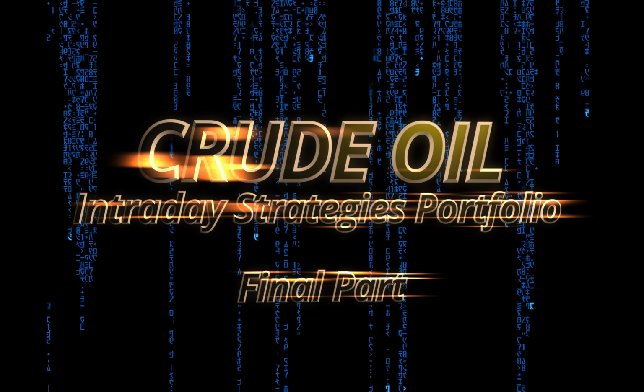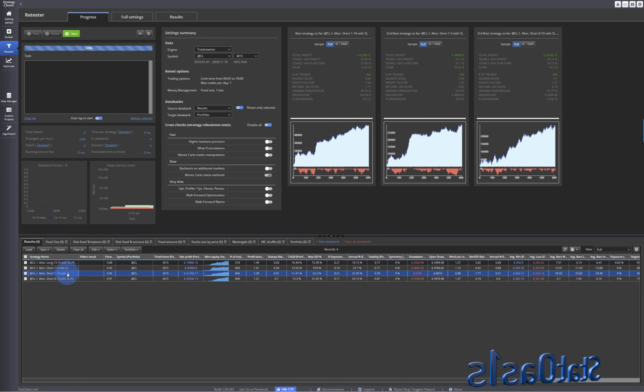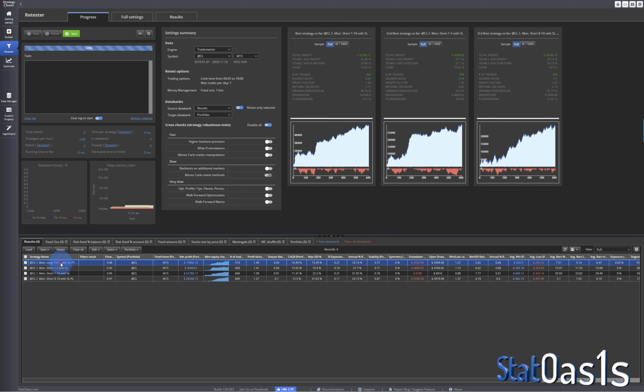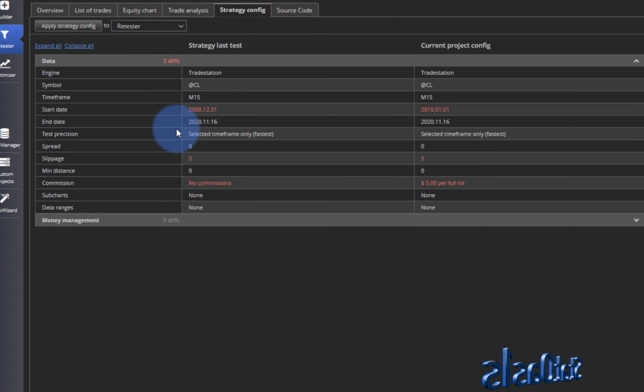So now I have 4 strategies on Monday with a stop loss and profit target, and some of them just with a stop loss and with mixed timing. So this is 1 to 5, this is 1 to 10, and then 8 to 10. So you can see 1 to 10 encompasses 1 to 5 and 8 to 10, and then 13 to 15. And these are all short, of course, and this is long. And the way to test them now, because this is not a test, this is what came with the strategy, double click on the strategy, go to strategy config, and apply strategy config to retester.